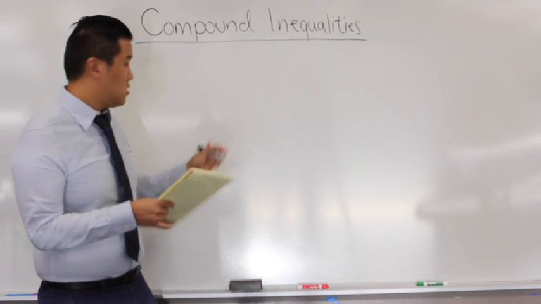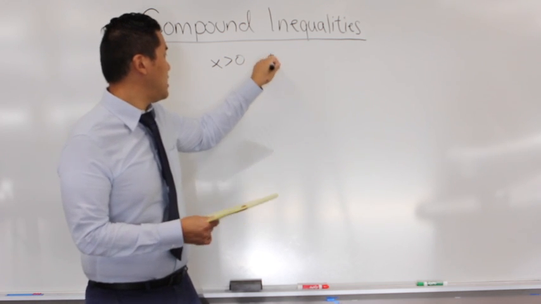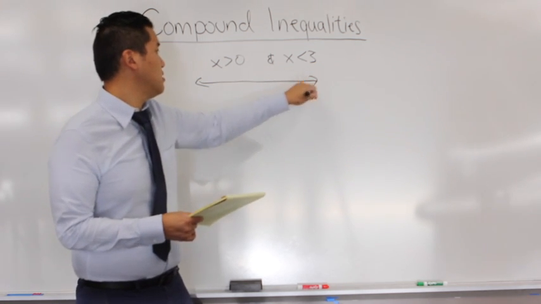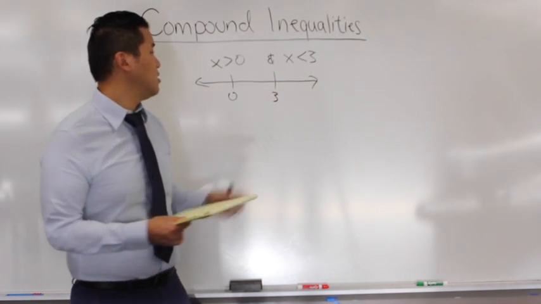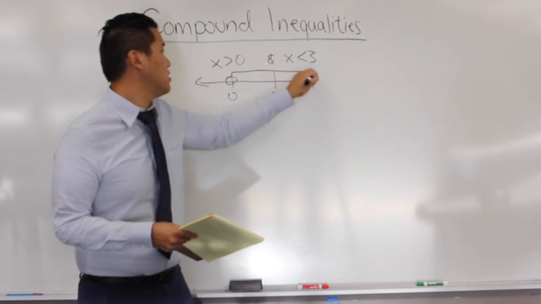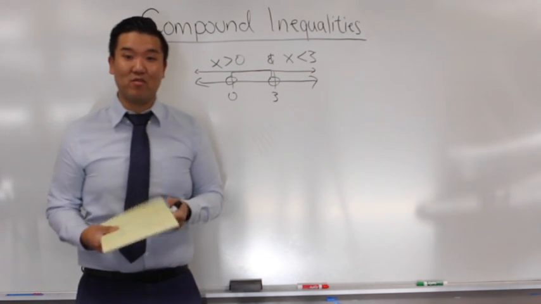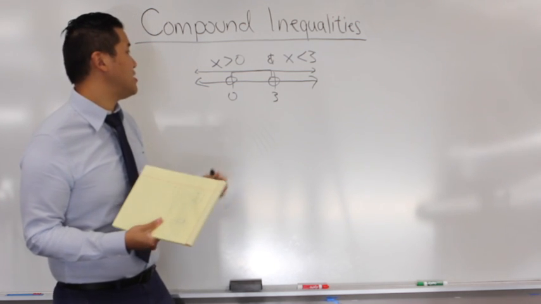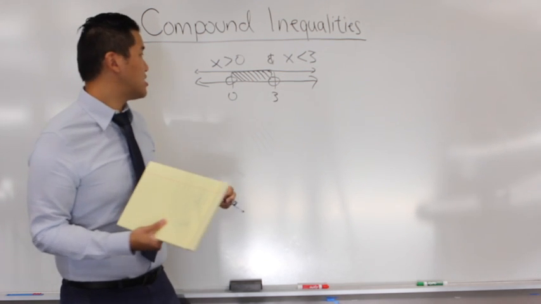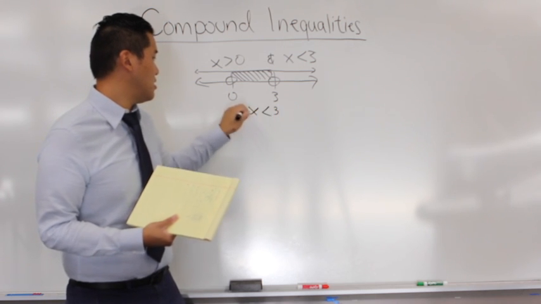The first part is if x is greater than 0 and x is less than 3. So we'll look at a number line. If x is greater than 0 and x is less than 3, so you have this guy going this way and you have this guy going that way. If we're talking about and, we're talking about where do they intersect. So and means intersection. Well, where are they intersecting? It intersects right there. So my answer is going to be in between 0 and 3. So x is less than 3, greater than 0.